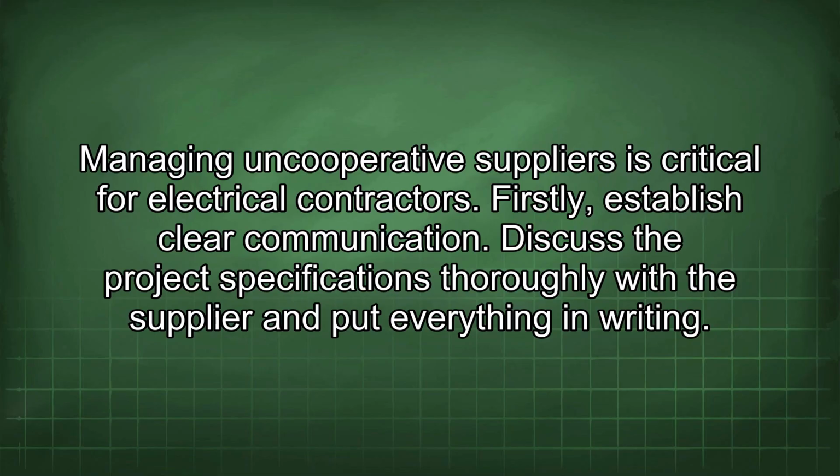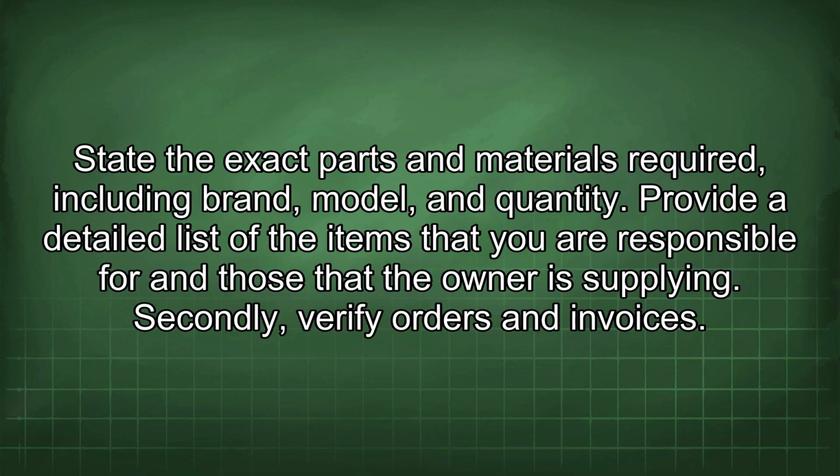Managing uncooperative suppliers is critical for electrical contractors. Firstly, establish clear communication. Discuss the project specifications thoroughly with the supplier and put everything in writing. State the exact parts and materials required, including brand, model, and quantity. Provide a detailed list of the items that you are responsible for and those that the owner is supplying.